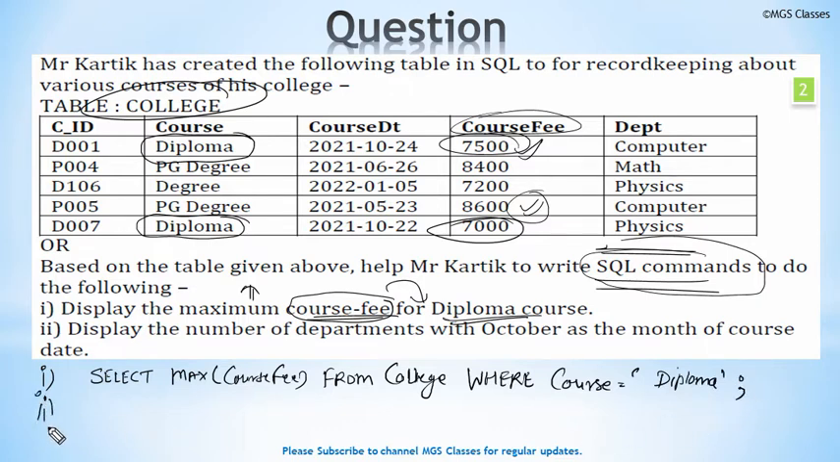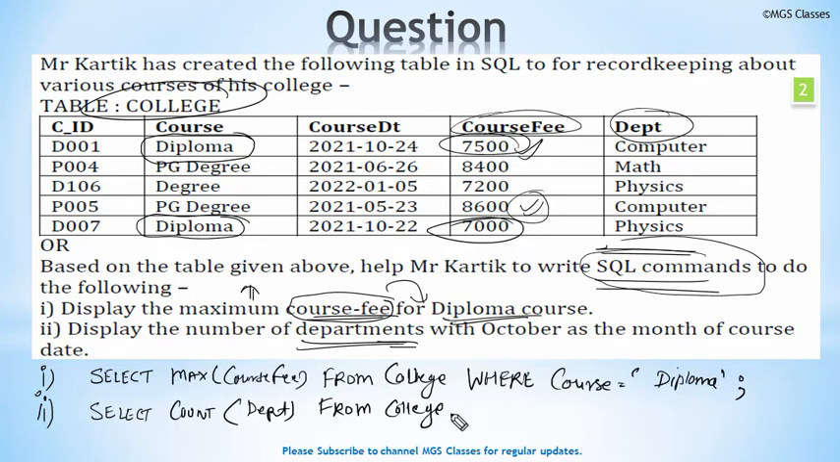Now the second portion: display the number of departments. To display the number of rows, or the number of departments, or the number of values of any column, you will use the count function. Here you will not use count star, because he is asking to display the number of departments only. So the count, and then dept will be passed as its argument. So it will count the number of departments from this college table only.